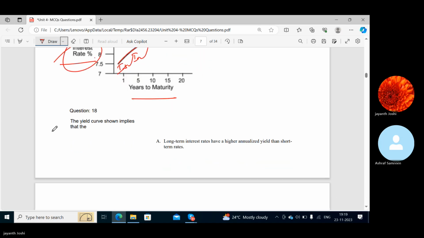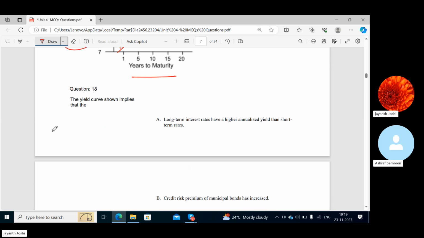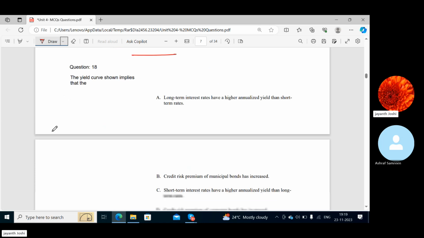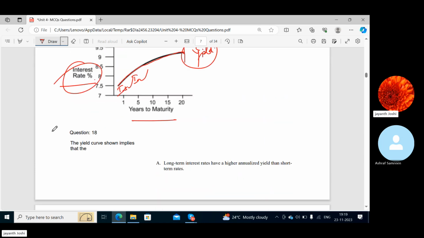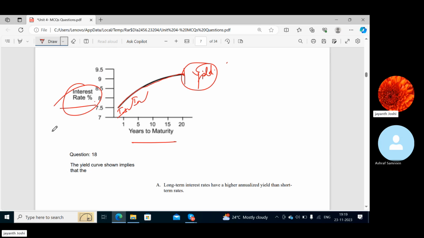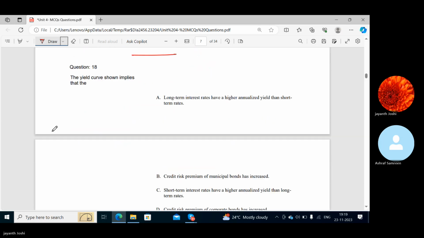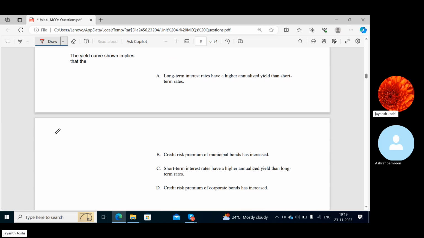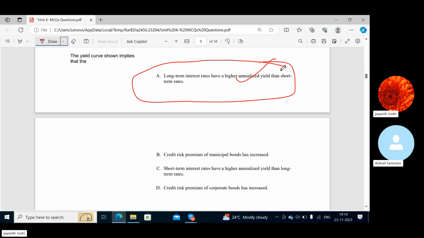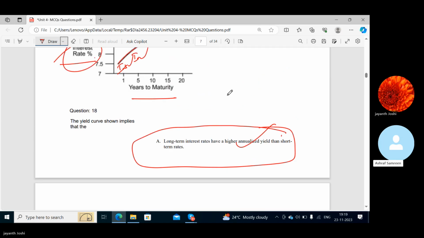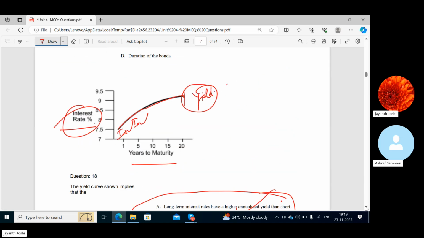18th question. The yield curve shown implies that, you can see this yield curve, long-term rates are high. So what's the answer for this? Very simple. Long-term interest rates have higher annualized yield than short-term rates. It's an upward sloping curve, right? Yes. Next.